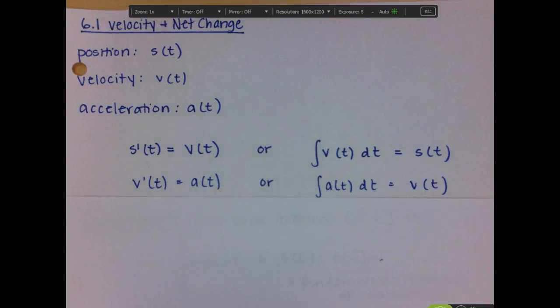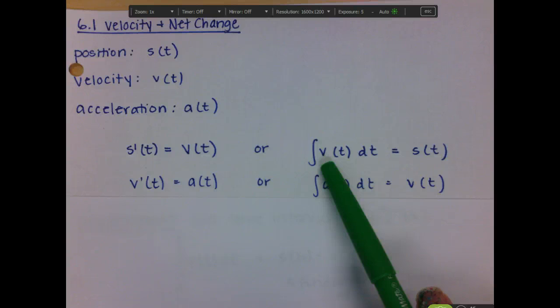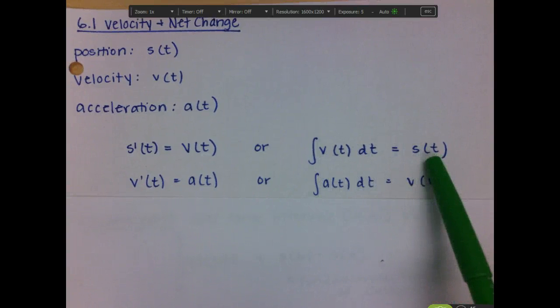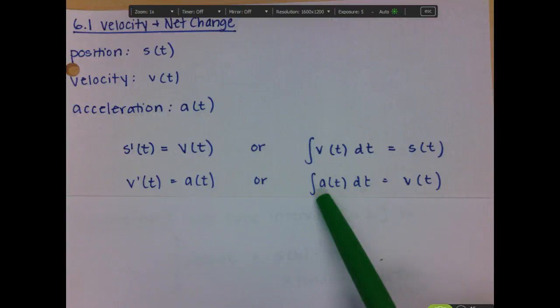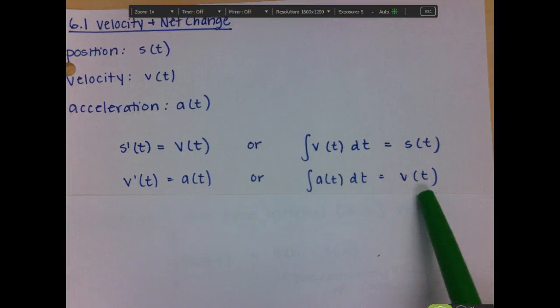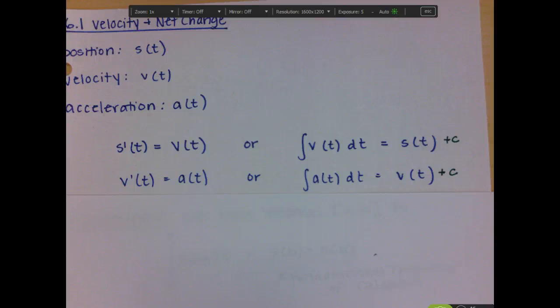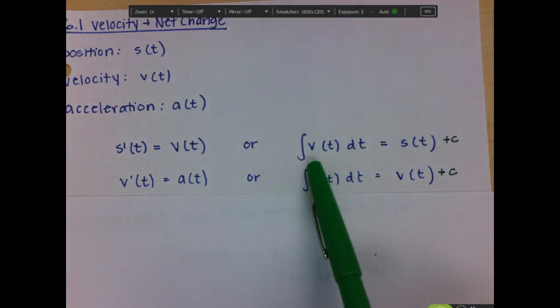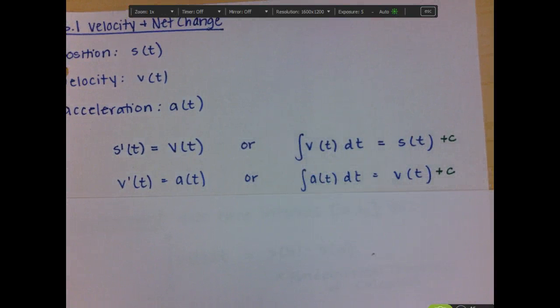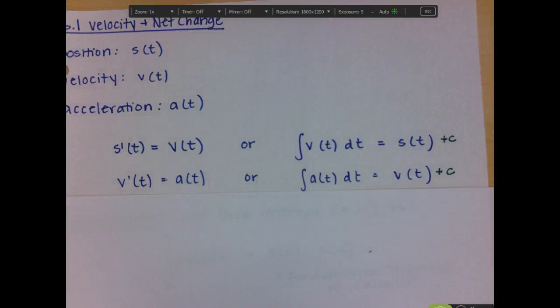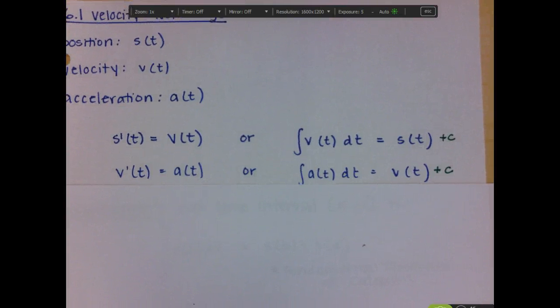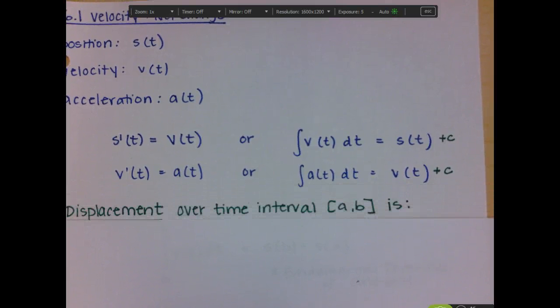However, in this section, we are actually going to be thinking using the reverse logic of integration. So if we integrate the velocity function, we end up with position. And if we integrate acceleration, that'll give us velocity. So something to remember when you integrate, if we have an indefinite integral, meaning no lower and upper bounds on our integration, then we do have to add a constant to the end. And so that is an important thing that we will need in this section.